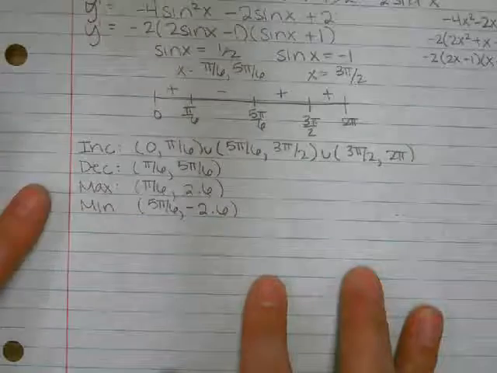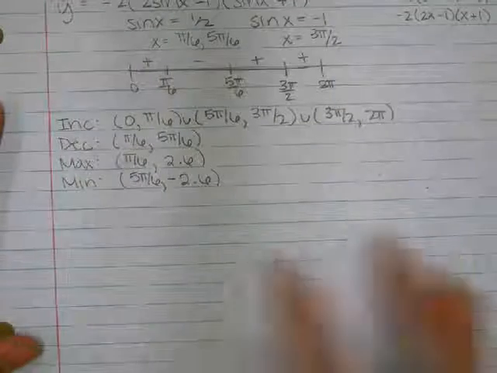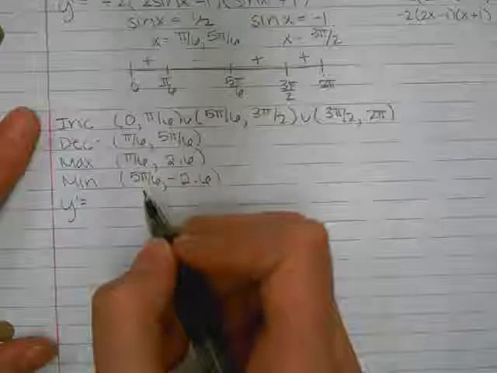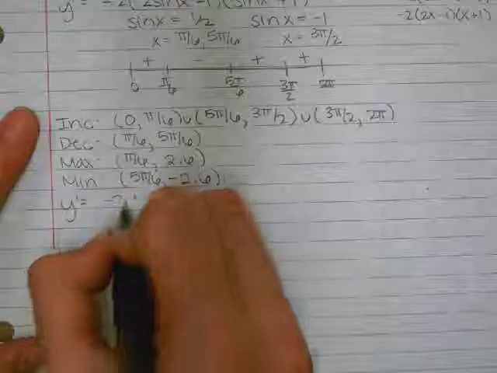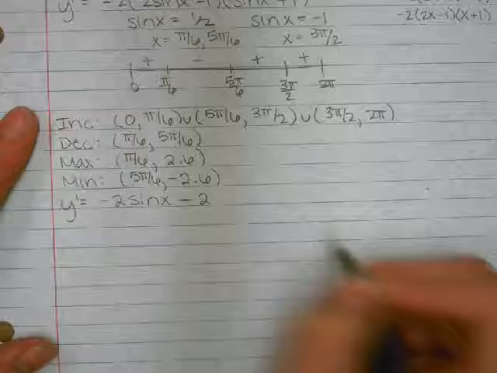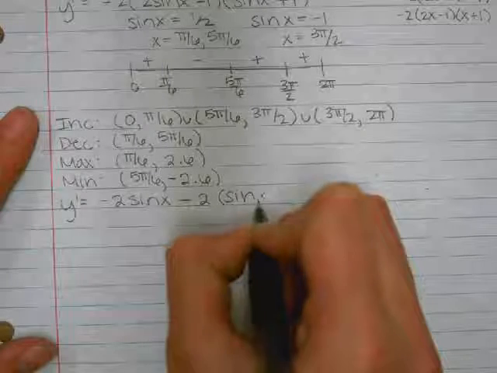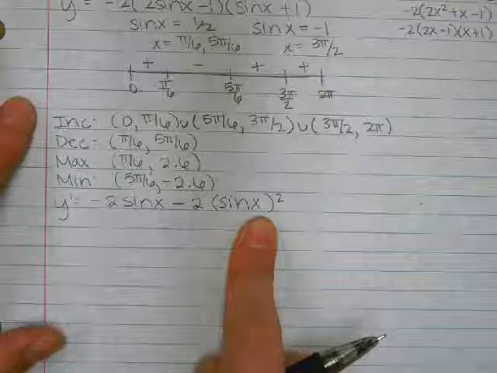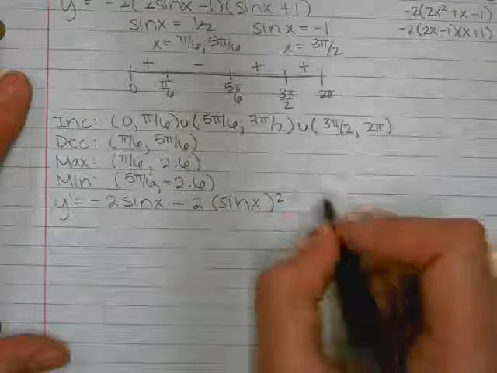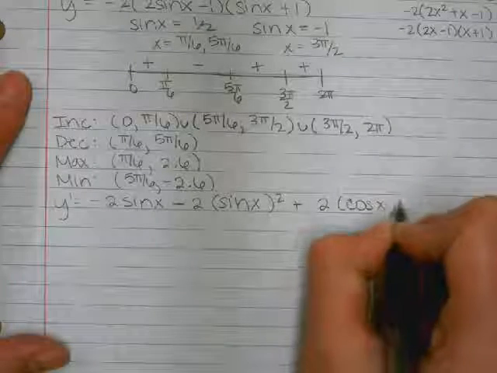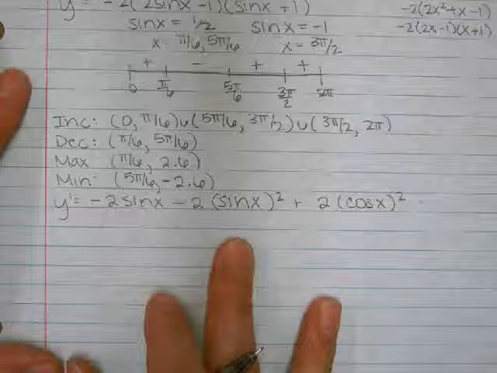And so I'm going to go ahead and rewrite that problem down here so that I can see what I'm doing. So my first derivative is negative 2 sine of x minus 2, and it was sine squared. I'm going to go ahead and rewrite it like this, sine of x squared, just so that I can make sure that I do the chain rule correctly. And then plus 2 cos squared, and then I'll go ahead and find my derivative.